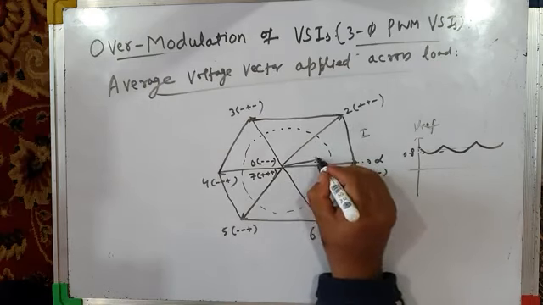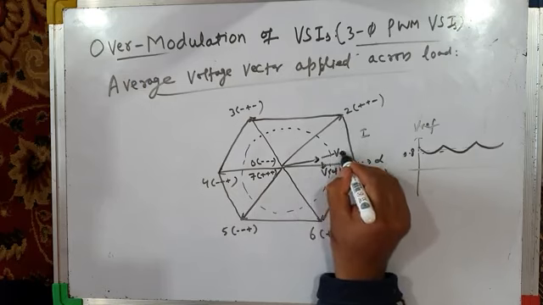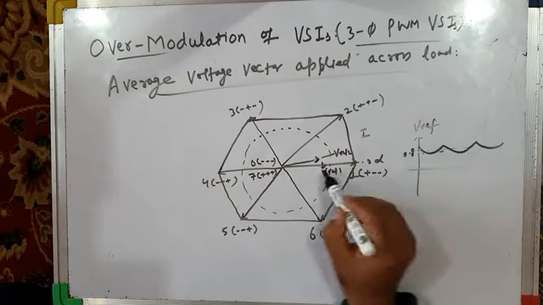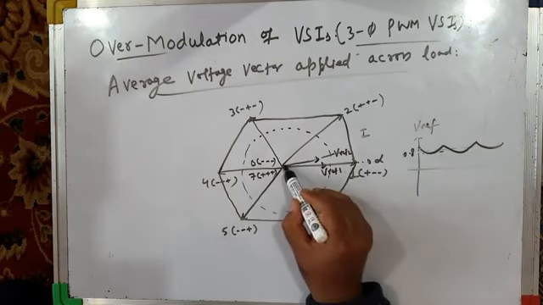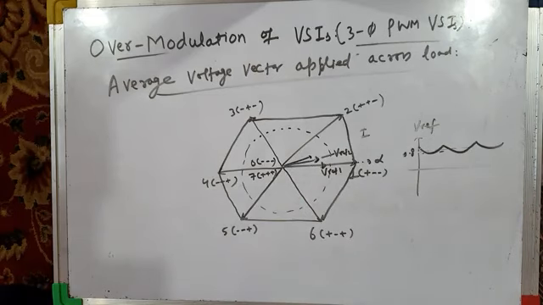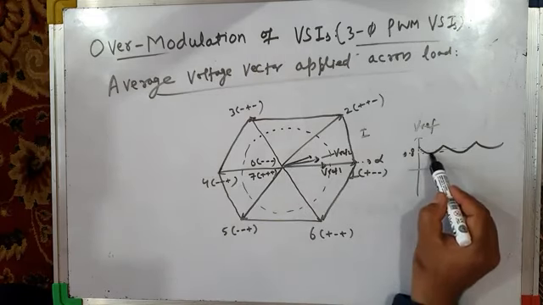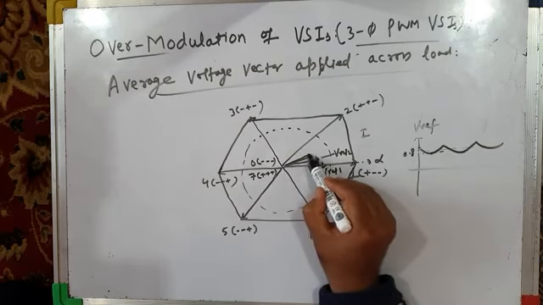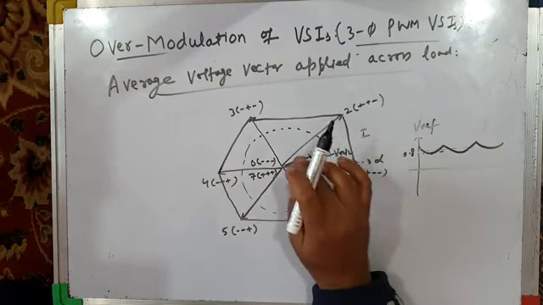Let me call this Vref2. When you take the third sample, it further decreases. This is Vref3. And then it is minimum here, somewhere in the middle, say 30 degrees back. It's minimum in the middle.